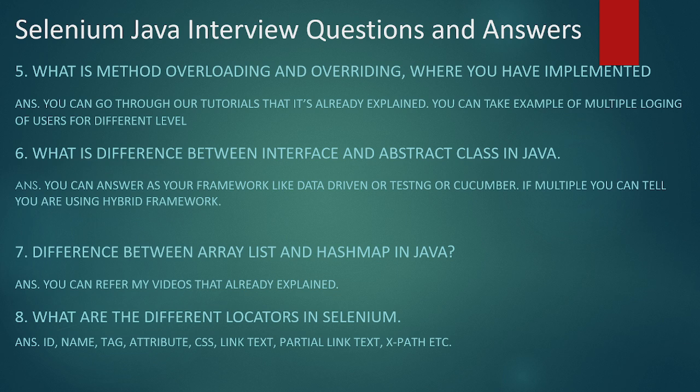The next one is: what are the different locators? This is a common question, guys. The locators are id, name, tag name, then attribute, then CSS selector, then link text, partial link text, then XPath. The most used is XPath, guys.